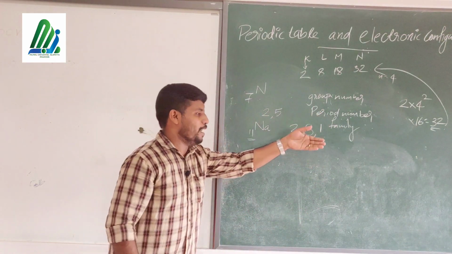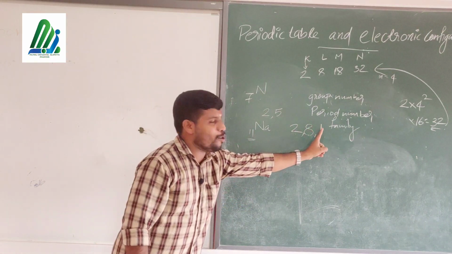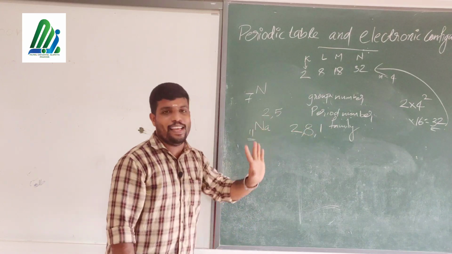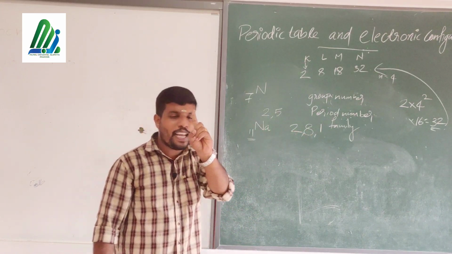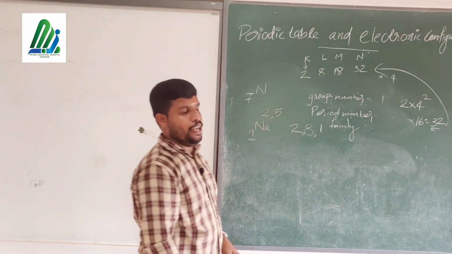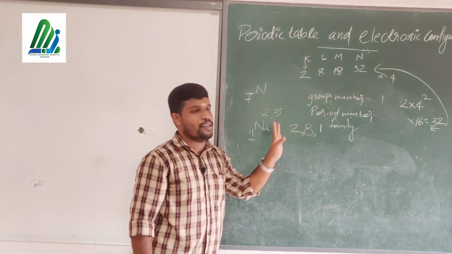Valence means outermost, the outermost electron. So that is 1 electron in the outermost shell. The outermost shell contains 1 electron, and the group number is exactly 1. If the number of electrons in the outermost shell is 2, the group number is 2.